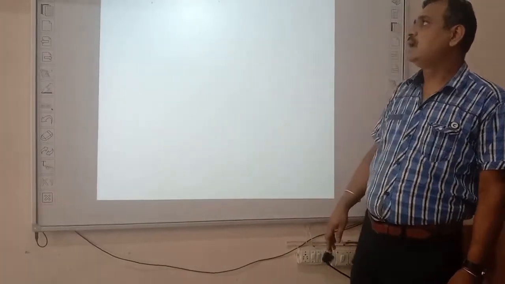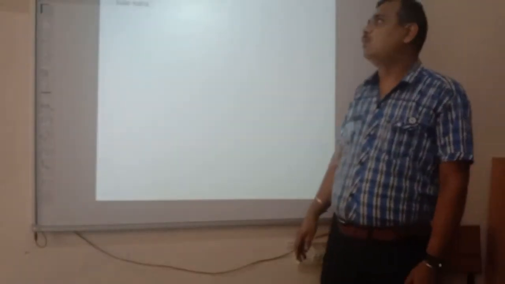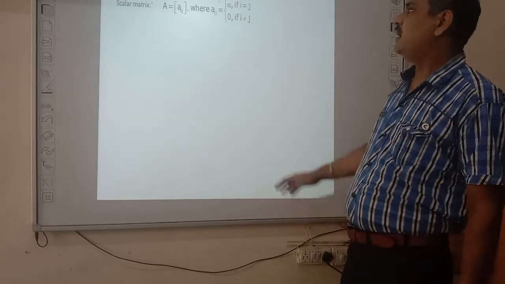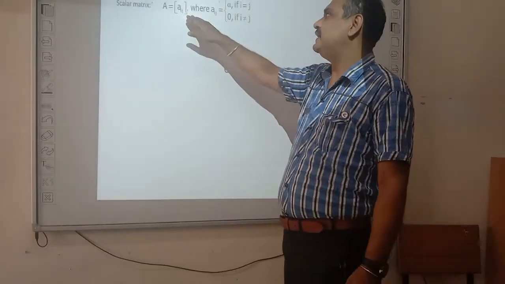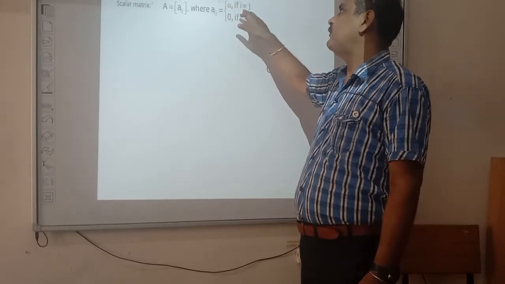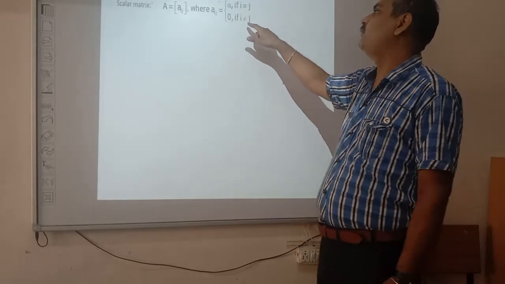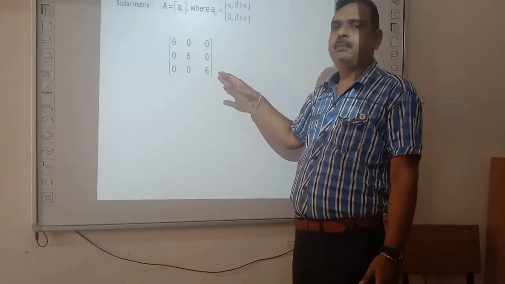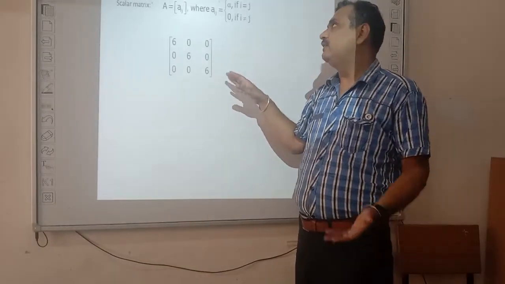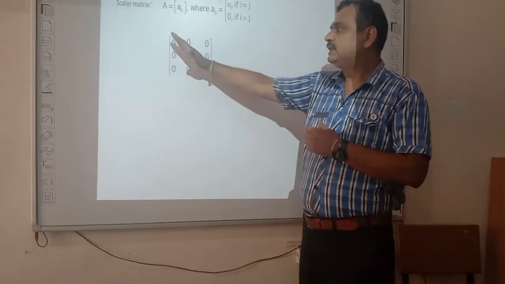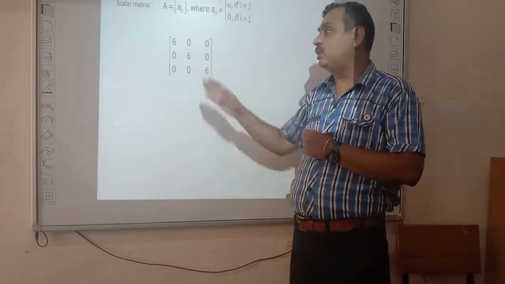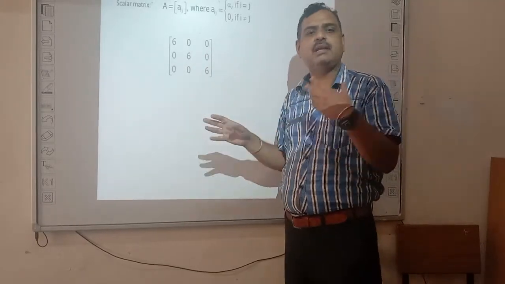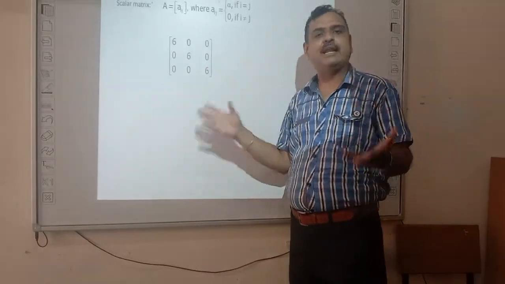Move on. Then, among the types of matrices, there are some more, like the scalar matrix. Let us suppose Aij, where Aij is alpha if i equals j and 0 if i not equals j. It means we have some number in the diagonal, all numbers the same. Then we say that this type of matrix is a scalar matrix, because here all numbers are the same and all are in the diagonal, and the rest of the numbers are 0.